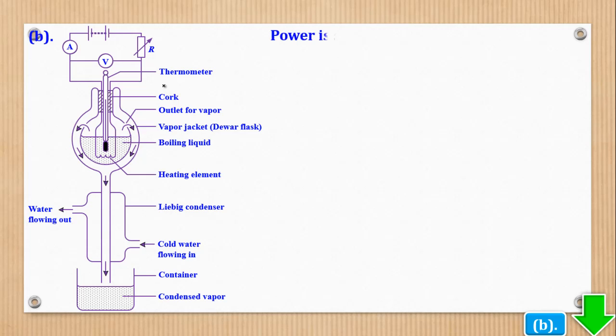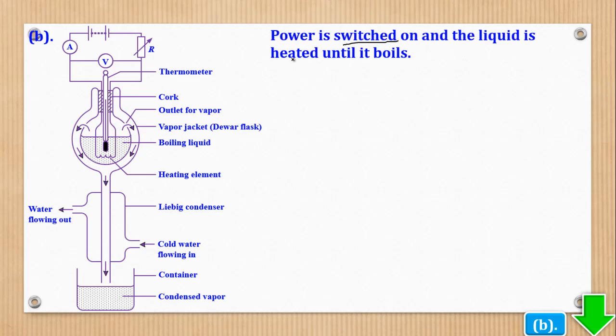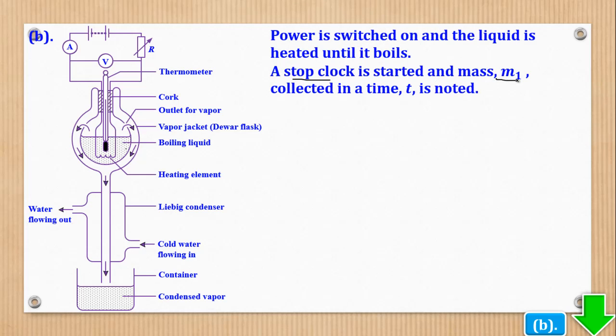So that is the diagram. So we shall now start and say that power is switched on and the liquid is heated until it boils. A stop clock is started and mass M of water collected in time t is noted.